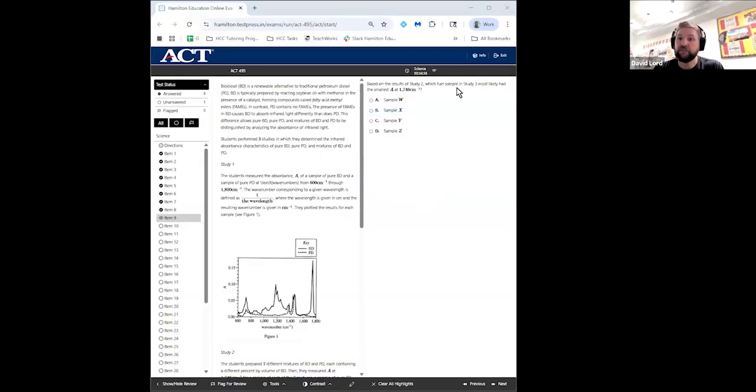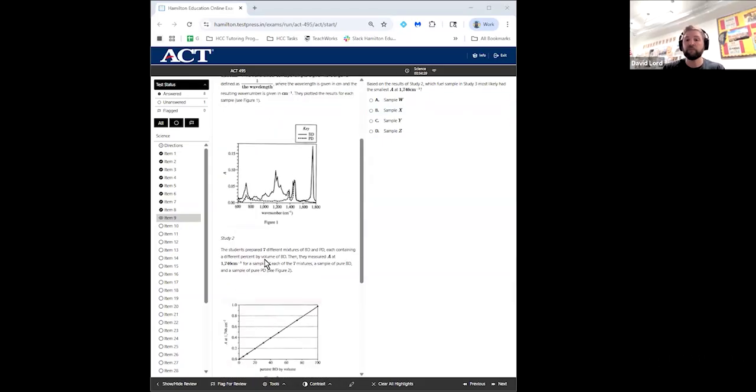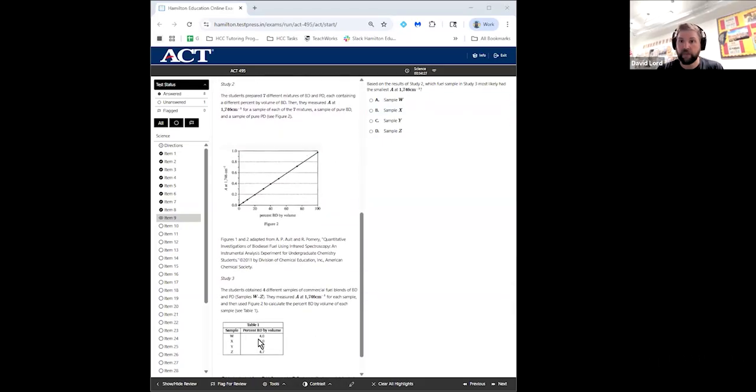Based on results of study 2, which fuel sample in study 3 most likely had the sample blank? So that means we're comparing 2 and 3. So most likely had the smallest A. So looking back here, I noticed the smallest A compared to the percent BD was the smallest. So looking at these, the smallest BD was W, and that's why the answer was A.